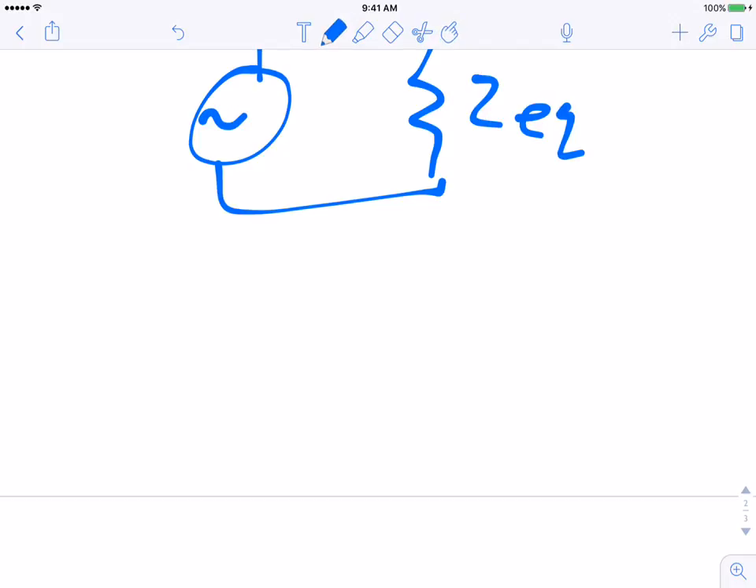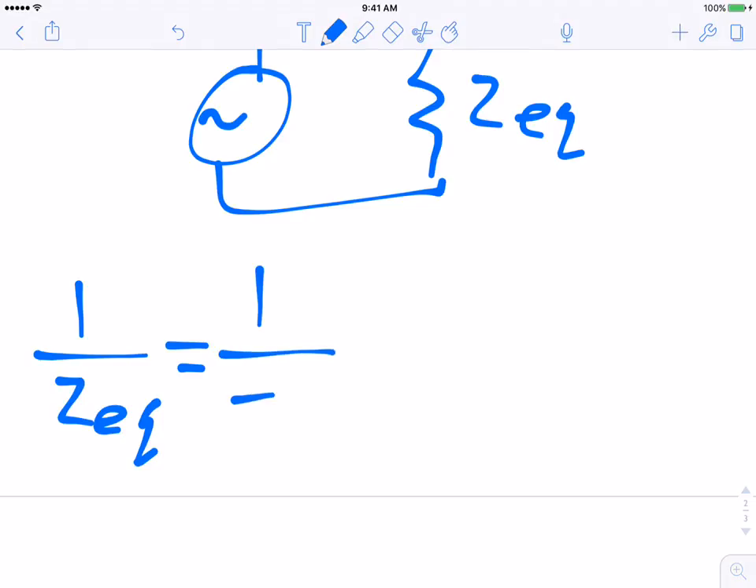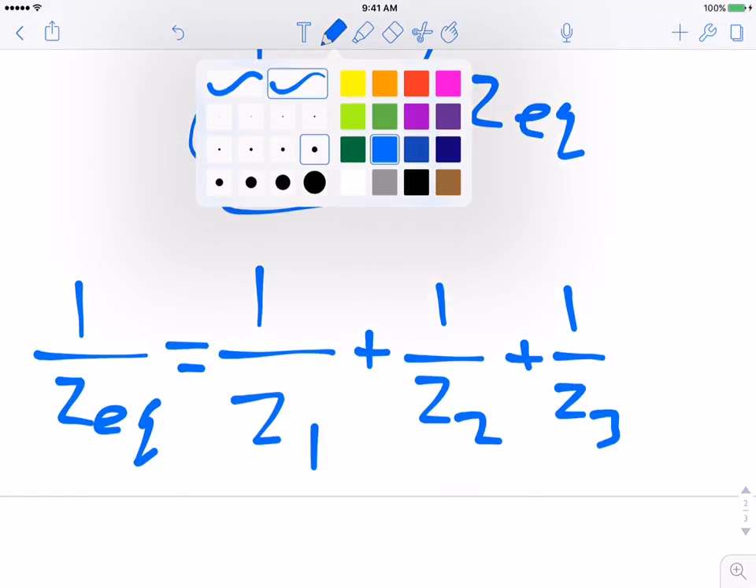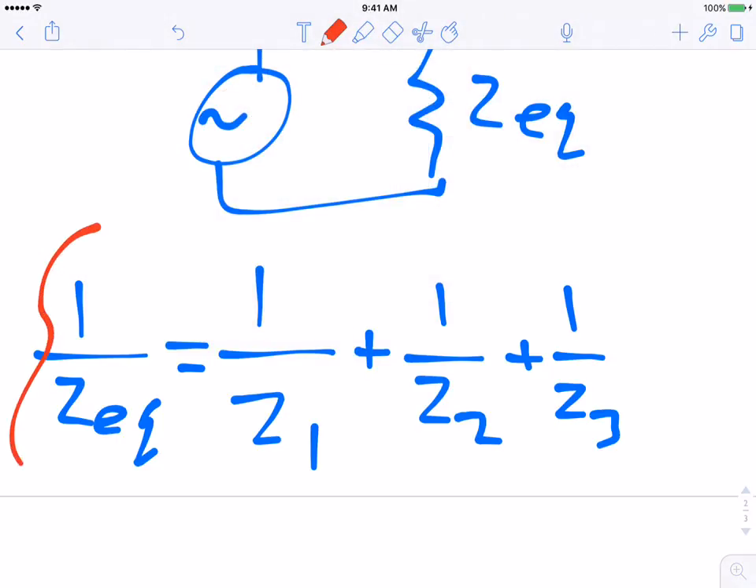Well, you're going to do the same sort of thing, but you're going to use a different equation. You want to use this equation: 1 over Z equivalent equals 1 over Z1 plus 1 over Z2 plus 1 over Z3. And if you had more, you just add on to it. The important thing to note here is this 1 over Z equivalent. This is kind of an error trap.